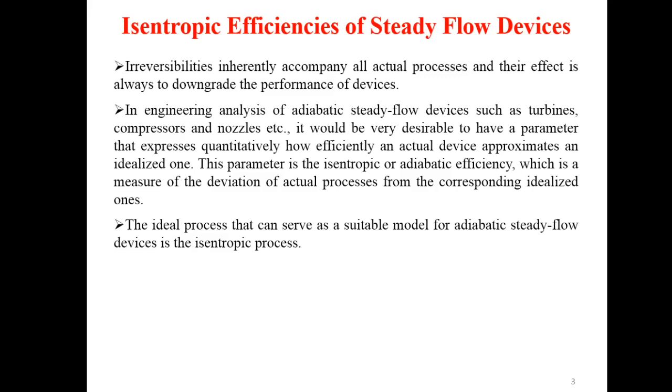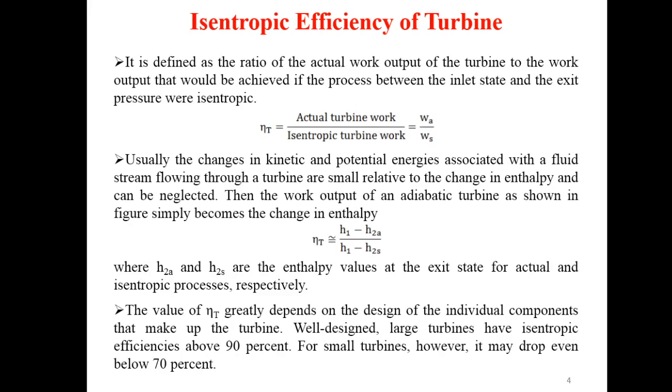This parameter is the isentropic or adiabatic efficiency, which is a measure of the deviation of actual processes from the corresponding idealized ones. The ideal process that serves as a suitable model for adiabatic steady flow devices is the isentropic process. Isentropic efficiency of turbine.